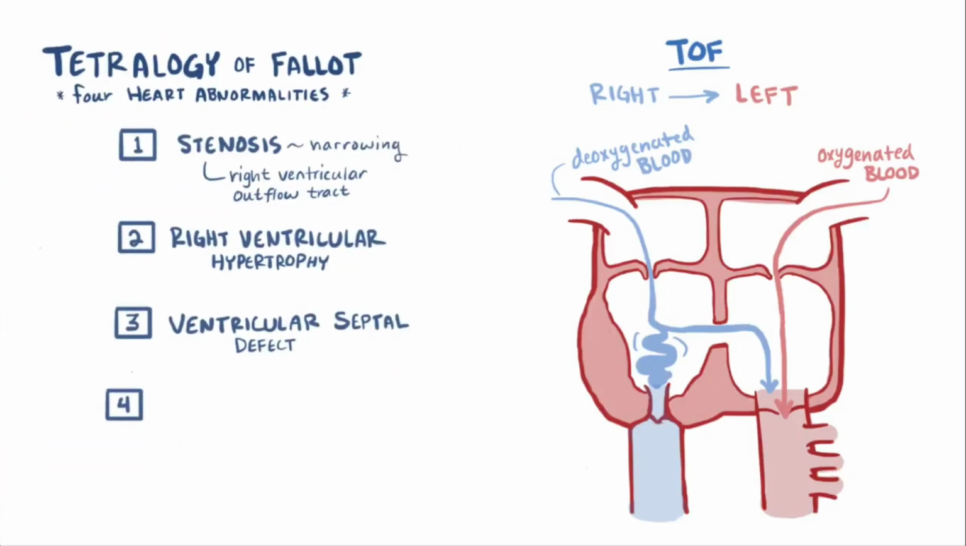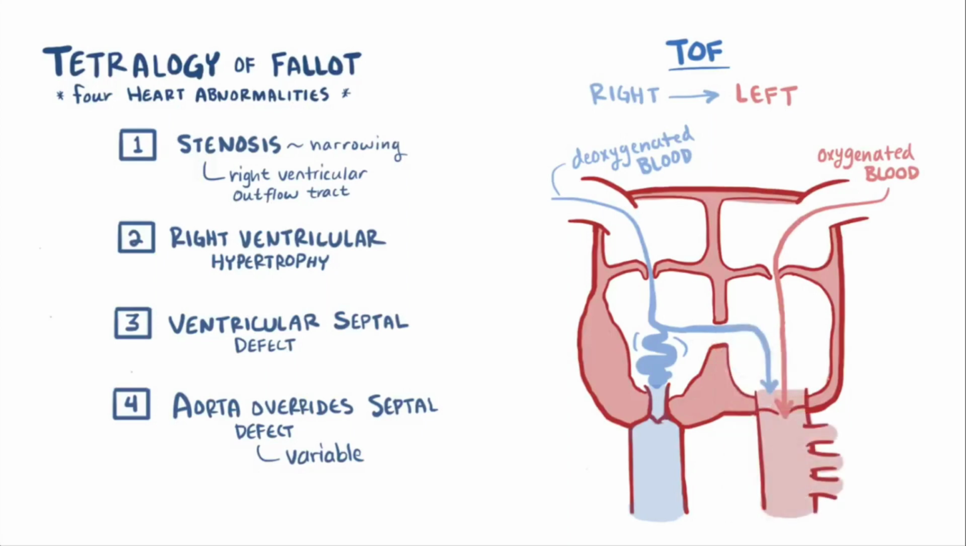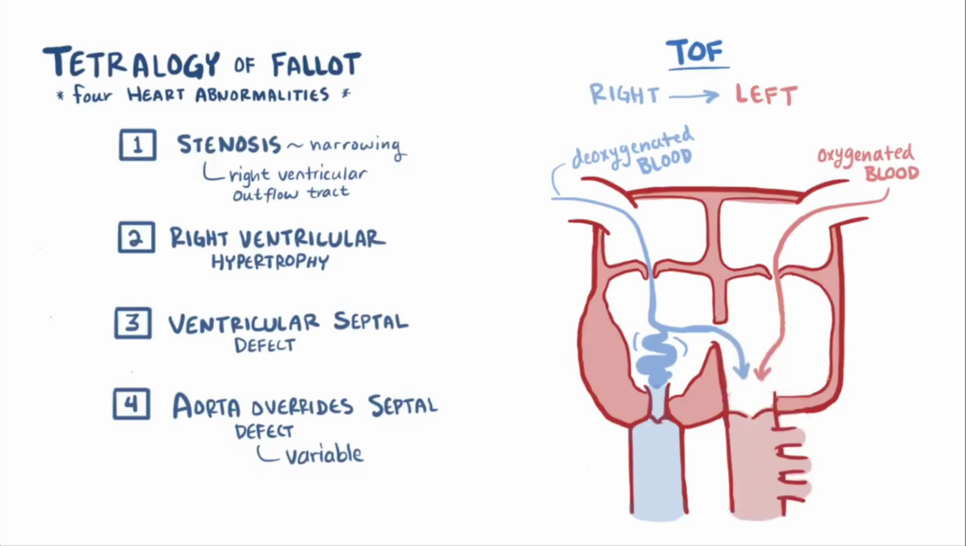The fourth and final feature is that the aorta overrides the ventricular septal defect. And this one's super variable. Sometimes the aorta is way over here sitting on top of the septal defect, and sometimes it's more on the left ventricular side. Either way, if deoxygenated blood is shunted from right to left, then it flows over to the left ventricle and immediately out to the body.